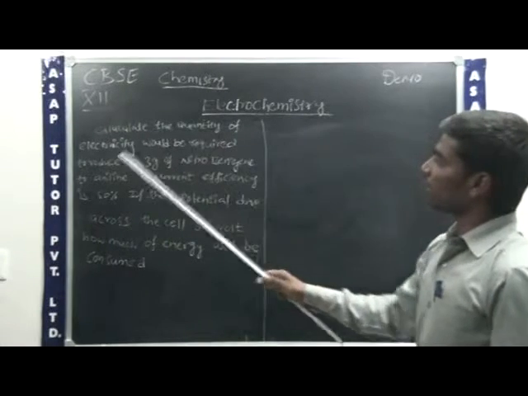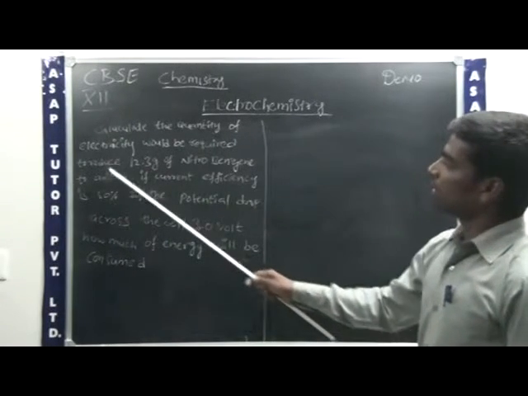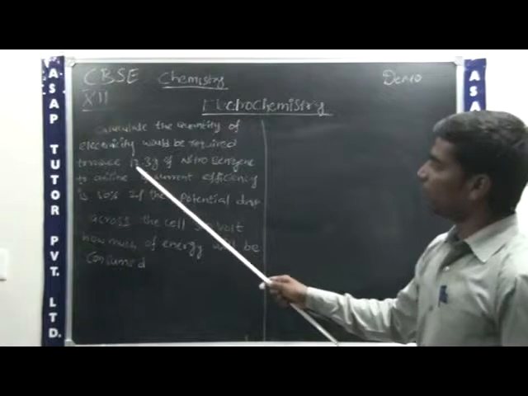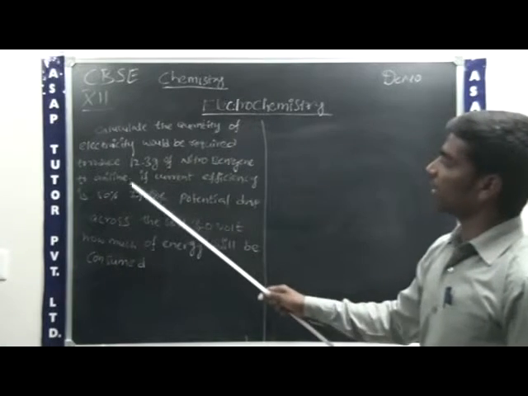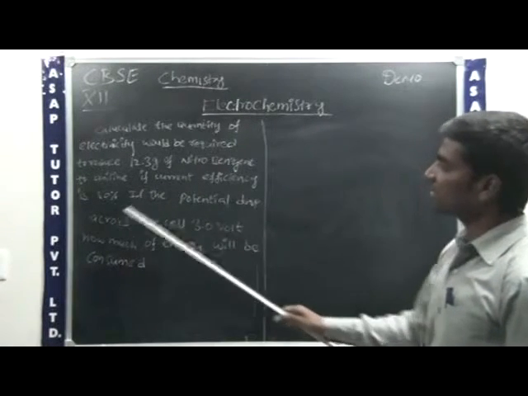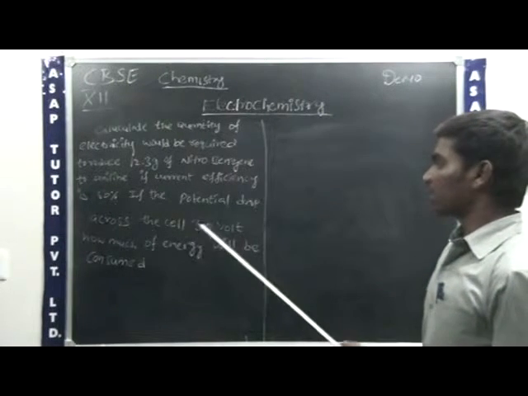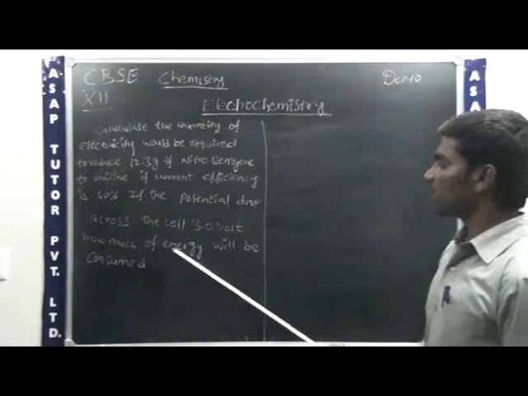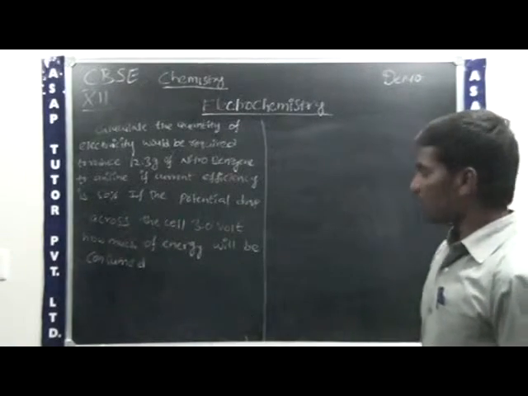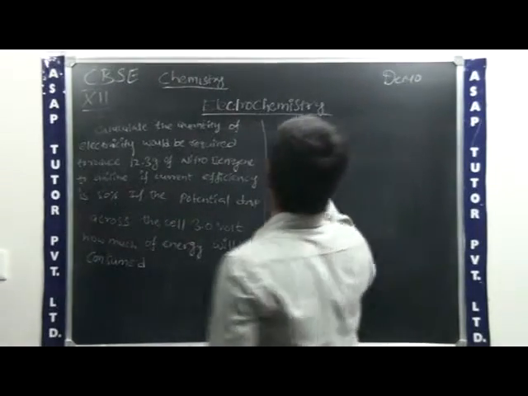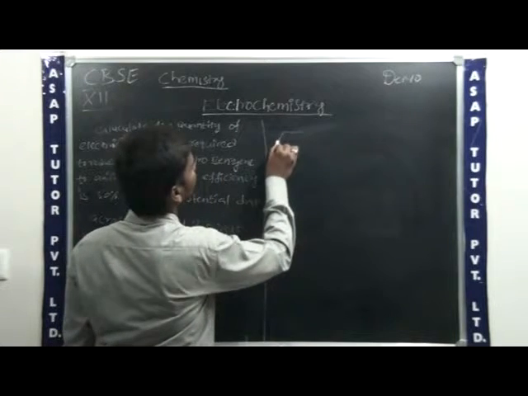Calculate the quantity of electricity required to reduce 12.3 grams of nitrobenzene to aniline if the current efficiency is 50%. If the potential drop across the cell is 3.0 volts, how much energy will be consumed? The problem is about nitrobenzene. We take the nitrobenzene.